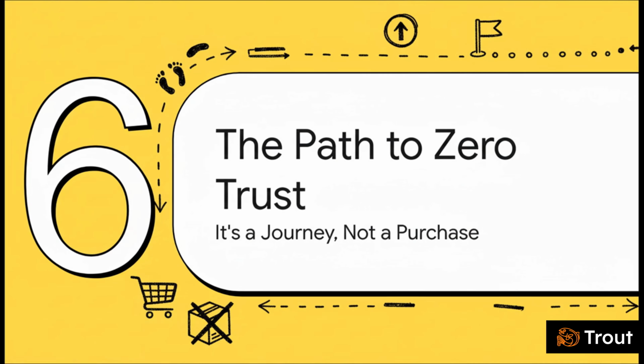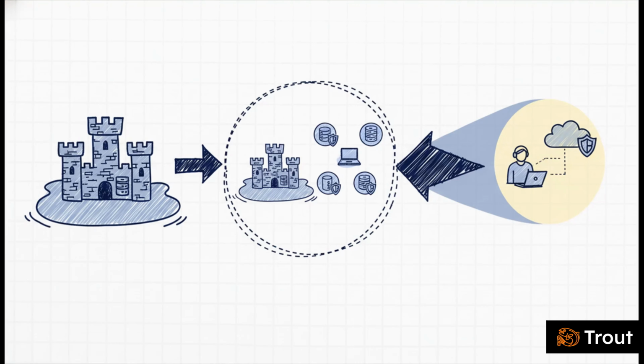So this all sounds pretty compelling, right? But how do you actually get there? This is really important to understand. Zero trust is not a product you can just go out and buy. It's a strategic shift and it's a gradual migration. You absolutely do not have to rip and replace your whole network overnight.